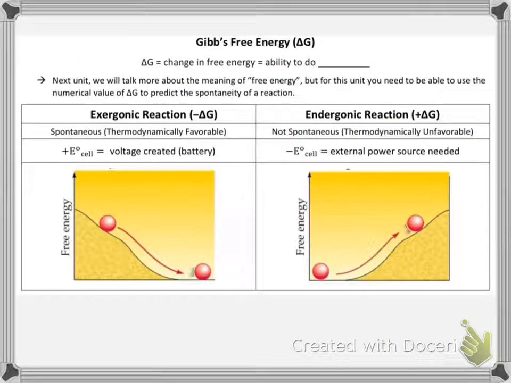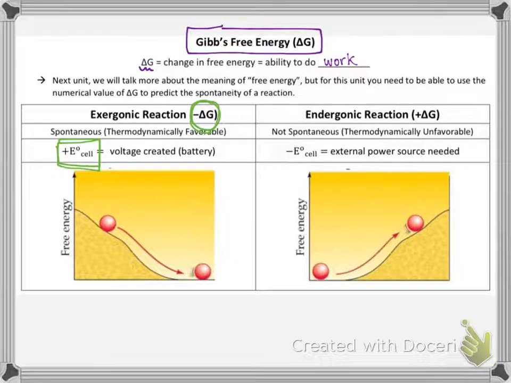In this unit, we're going to introduce a term that is super important for chemistry. It is called Gibbs free energy, or delta G. We are going to talk more about this next unit, but for now, you need to recognize that delta G is the change in free energy of a chemical system, which basically means a chemical system's ability to do work. In a spontaneous or thermodynamically favorable reaction, you will have a negative value of delta G. This, of course, is where we've talked about where you have a positive cell potential. This is where voltage is being created, where you have a battery.